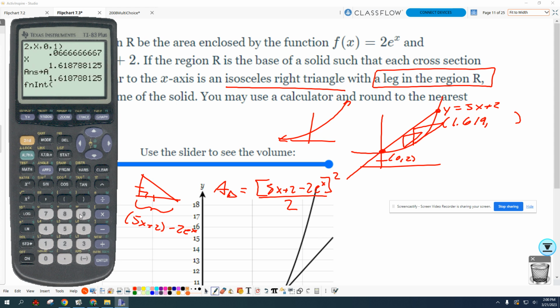So math, I want to integrate 5x plus 2 minus 2 e to the x, close the parentheses around the exponent, close the parentheses around all that stuff, square it, and now divide by 2. I'm integrating, Sam, with respect to what variable? X. Over what numbers, Will? 0 to, I guess, A.